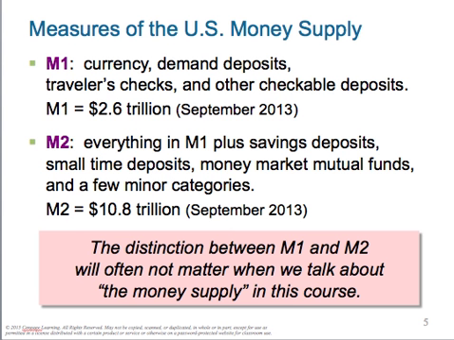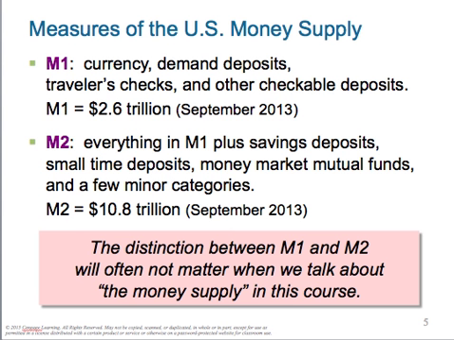Now, there's a few measures of the U.S. money supply. This source is the Federal Reserve Board of Governors. There's M1 and M2. M1 is currency, demand deposits, traveler's checks, and other checkable deposits. Those are things in circulation. M1, as of September 2013, was $2.6 trillion.